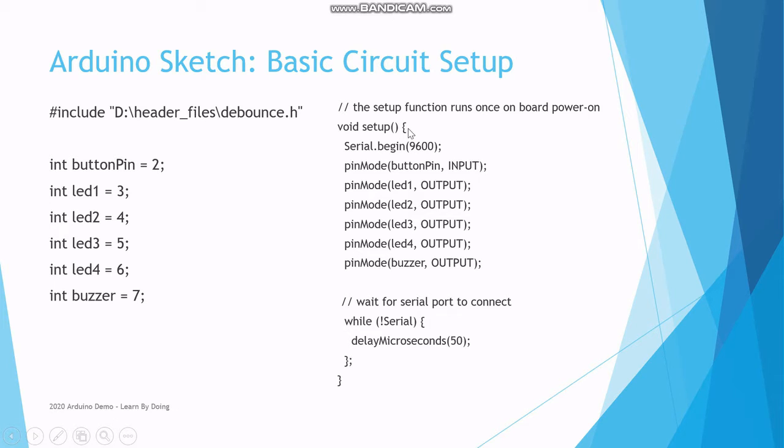Then the setup function is coded, and this setup function runs once on board power on. The first statement is related to establishing the serial communication, and then the pin modes of the digital I/O pins are configured. The button pin is set up as input, whereas all the LED pins and the buzzer pin are set up as output.